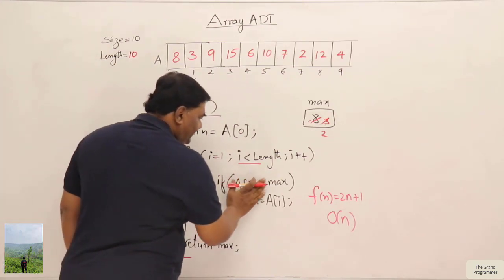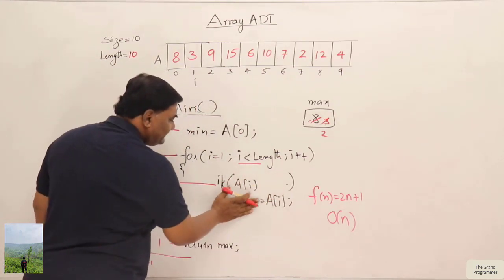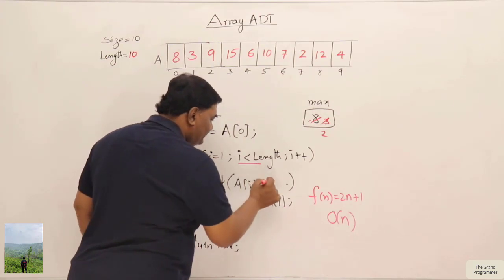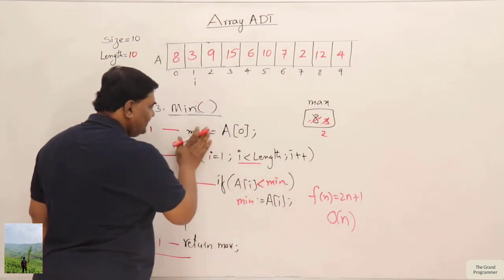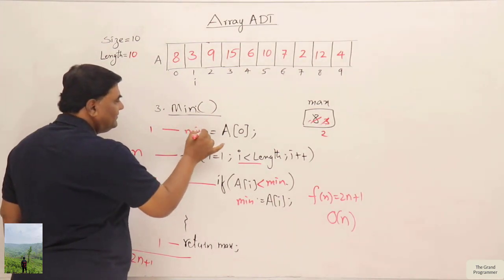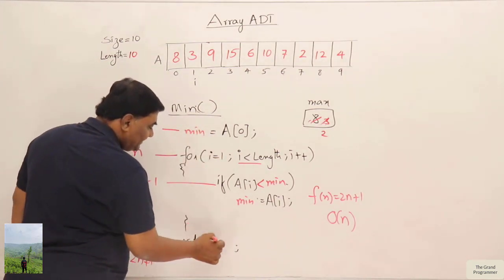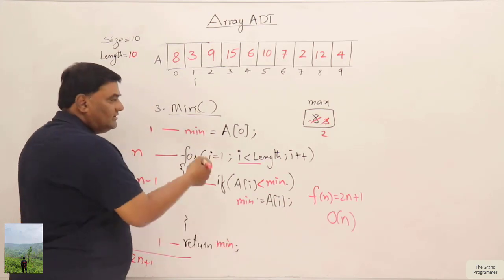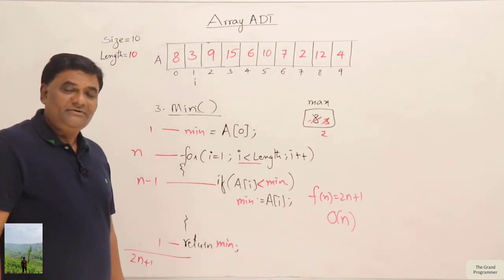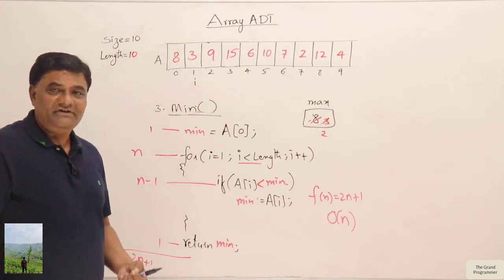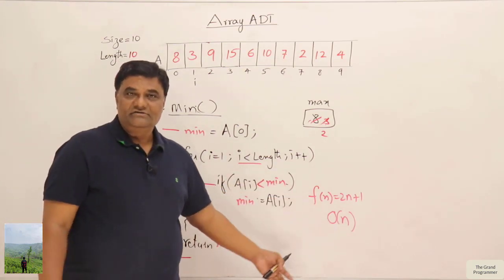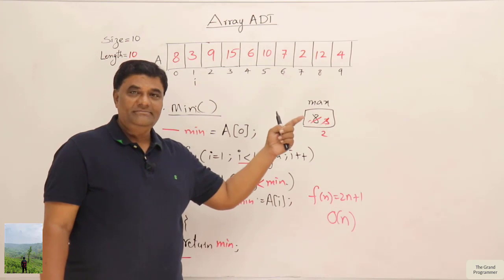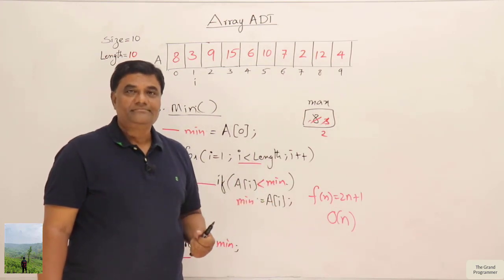So instead of checking for greater than max, check it for less than min. And if so, modify min. This is min. And the result is also min. So the code is similar. The procedure is similar. Just instead of max, we are finding min. So the time complexity is also same. Analysis is also same. We have to scan through all the elements, that is n is the time.